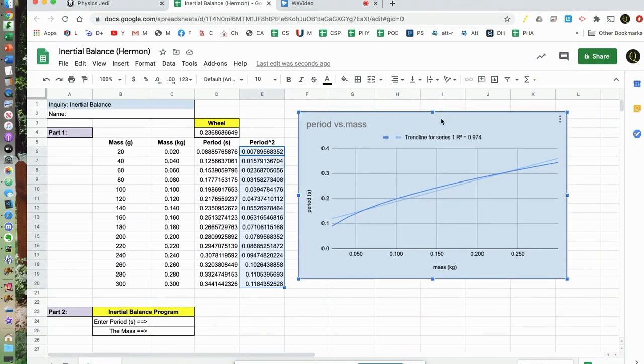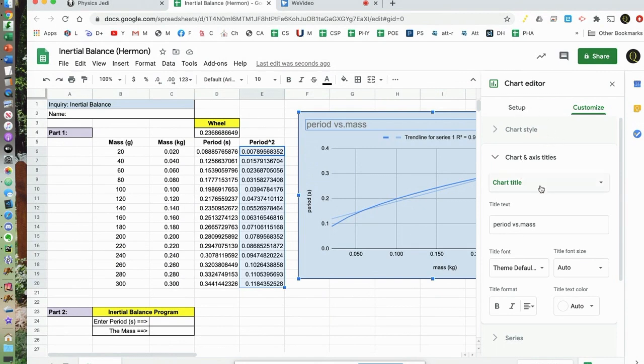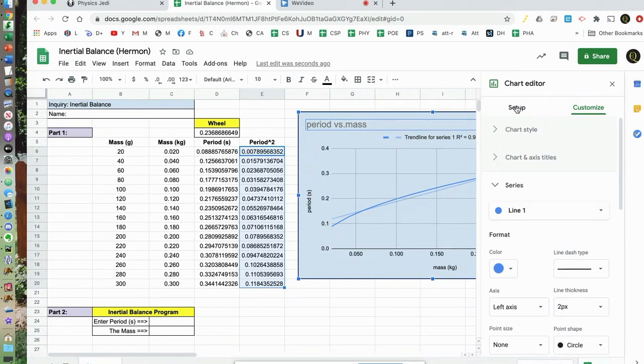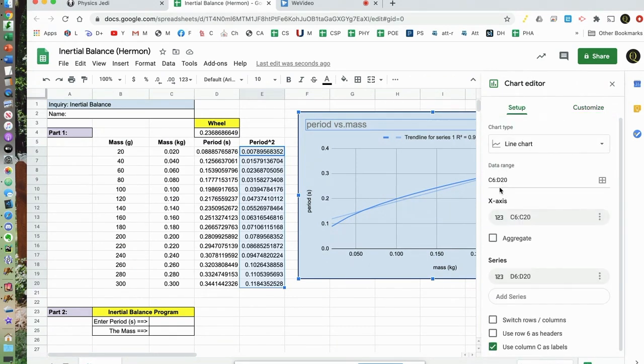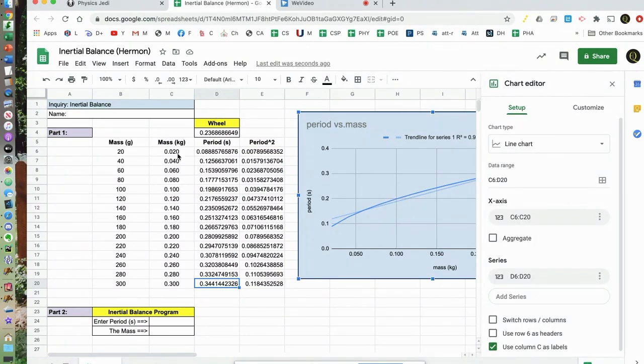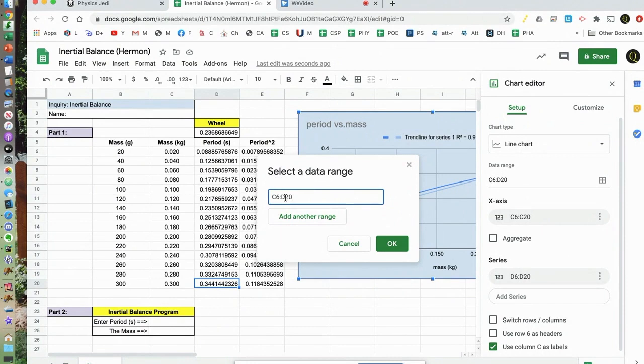Now, actually, what I'm going to do is graph it on the exact same graph. So I'm going to double click on the graph, and let's go down to series. Actually, no, I can't do that. I've got to go to setup. And you'll see that the data range was C6 down to D20. So that's just that data range right there. Okay, so what I want to do is go from C6 down to E20. So I'm going to change this data range, and say I want to include column E too, E20.